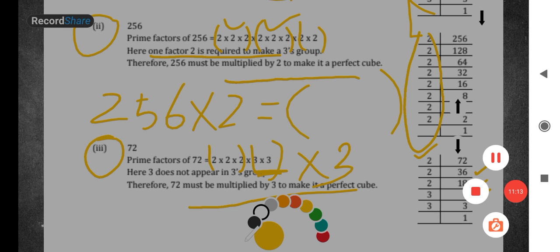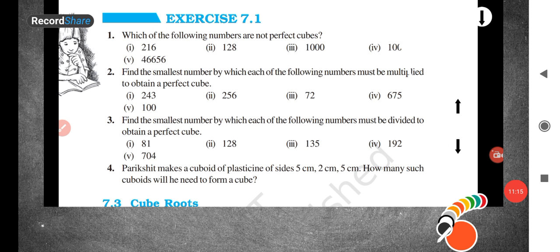Now come to the next question, question number 3. Find the smallest number by which each of the following numbers must be divided to obtain a perfect cube. Now what number do we have to divide? In question number 2, what did we do? We multiplied to make a perfect cube. Now we have to divide. Whatever is left without a triplet, that number we have to divide the given number by to get a perfect cube.